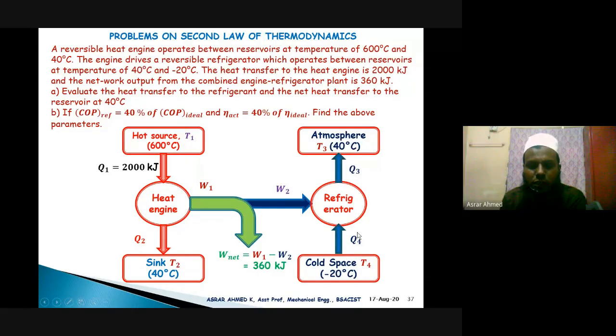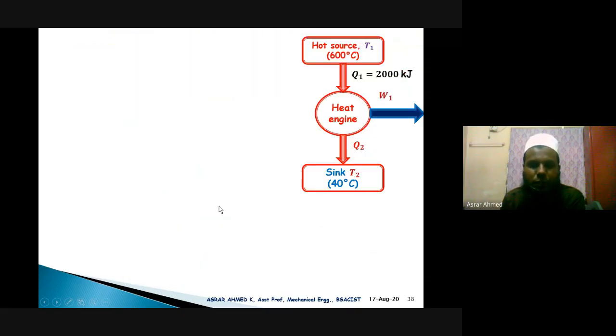So Q4 is a separate answer, and once we find Q2 and Q3, we can add them. That is the second part of the question.